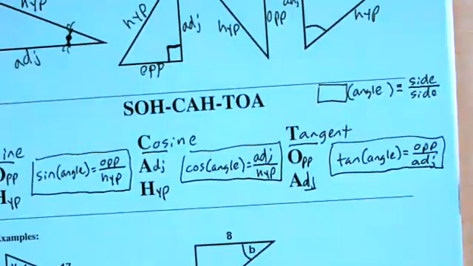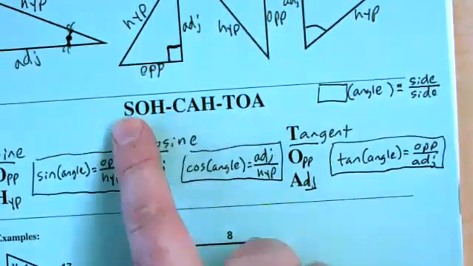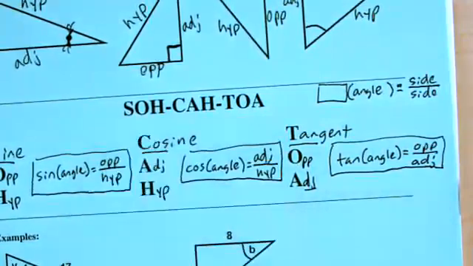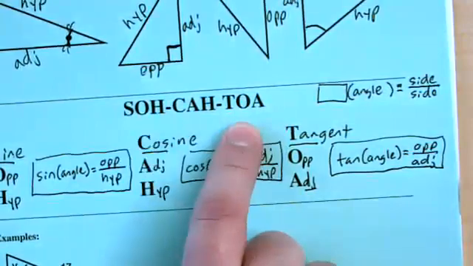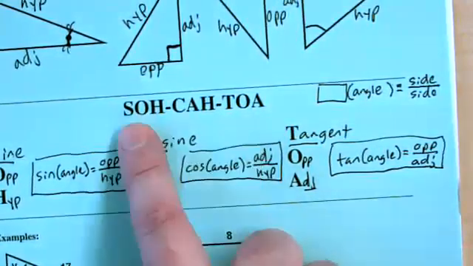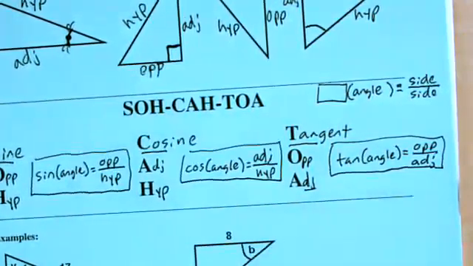Well, that's what this is up here for. This is called a mnemonic. Have you ever heard of a mnemonic before? A mnemonic device is something that helps you memorize something. It has no meaning on its own, but it helps you to memorize it. So I want you to say this a couple times in your head. SOH CAH TOA. Say it out loud. SOH CAH TOA. Go ahead.